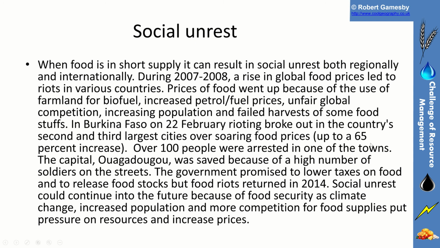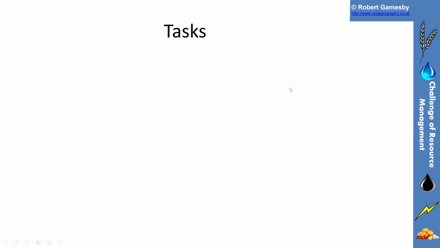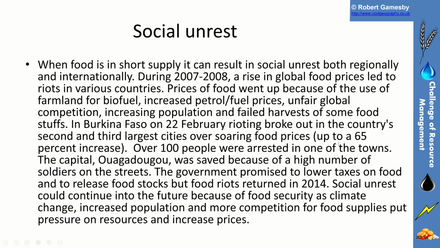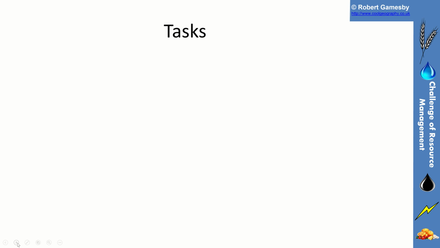Okay. So, you know, imagine the food went up by 65%. So I don't know, if you have a loaf of bread that costs you £1 one day, the next day you go and pay £1.65. So over 100 people were arrested in one of the towns. So social unrest is another consequence of food insecurity.